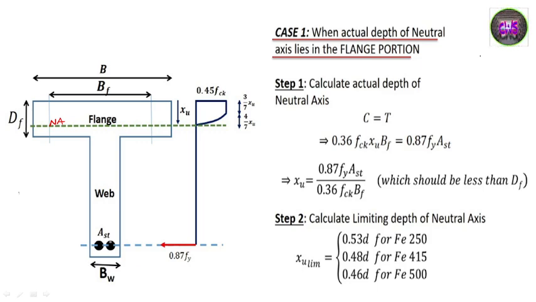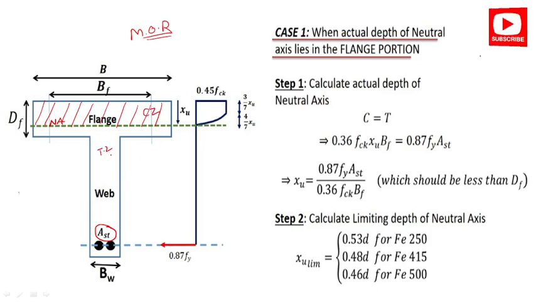Here it is AST, the area of steel in tension. Now what we actually require is the moment of resistance of this T beam when the neutral axis lies within the flange. So you will consider this portion. First we have to consider this as the compression zone and this as the tension zone.